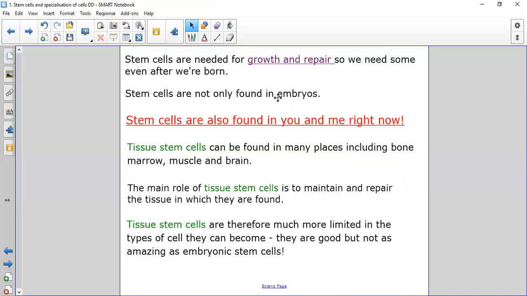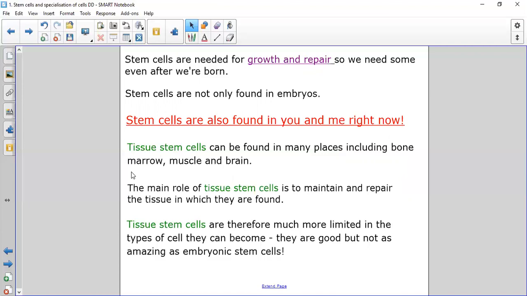So we don't just find stem cells in embryos. We also find stem cells in you and me right now. And the stem cells that are in you and me right now are called tissue stem cells. Okay, this bit in green, tissue stem cells. And we find them in lots of places.